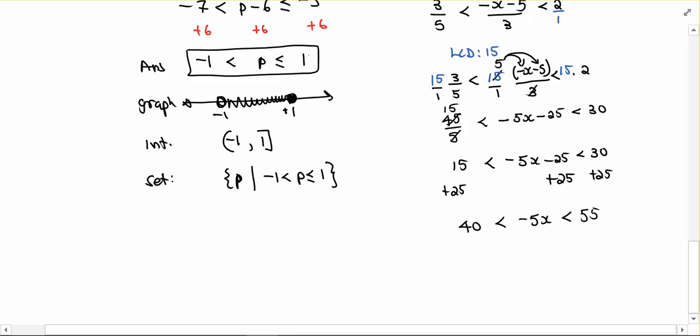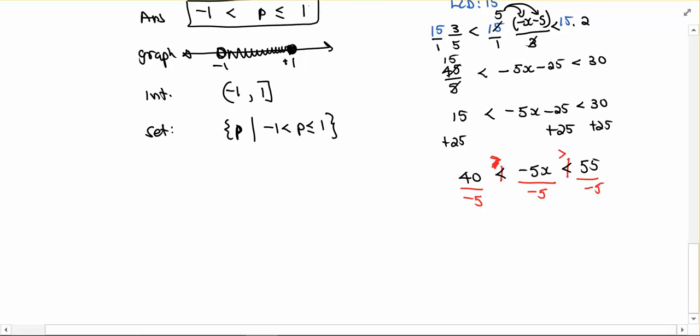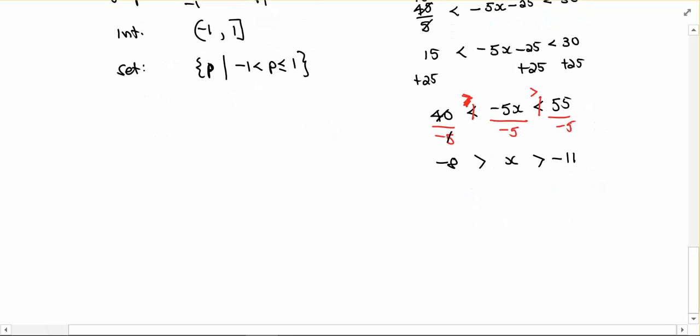Now here's the thing. I'm going to divide by a negative 5. The moment I divide by a negative 5, everybody, first of all sides, there is the negative 5. All these symbols are going to change. Not equal to, just greater. All these symbols are going to change. So over here on the left, I get a negative 8, new symbol, x, new symbol, negative 11. Okay, and there is my answer.